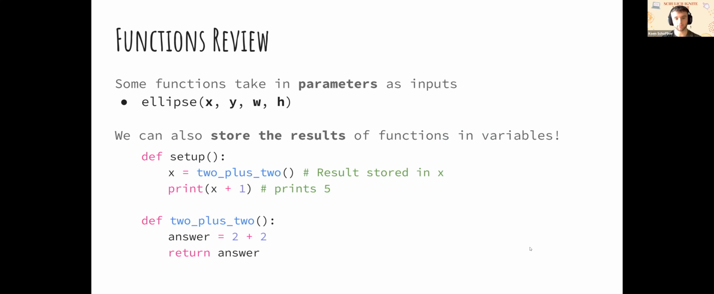Remember we talked about arguments or parameters. The ellipse, for example, takes in multiple parameters. You can store results of functions in variables if they return something. Remember, it has to return something for you to store the value of the function call. So if it returns the value of 2 plus 2, this is how you get that value from that function. From what I see in the chat, it sounds like you like them. That's good. I love functions too. They make my life a lot easier and make your code easier to read.